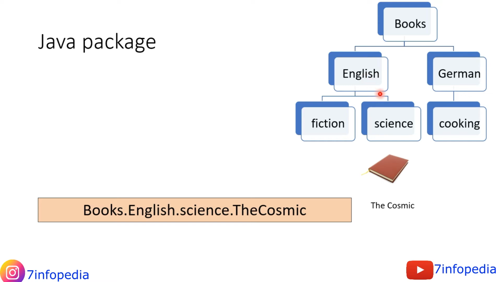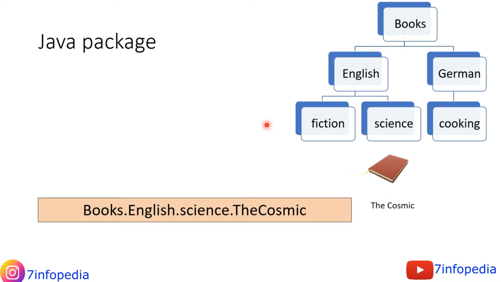I want to keep the fiction books and science books on two different shelves, but again inside the English section. Similarly in German, I have some cooking books and maybe some other books, and I keep those books on their specific shelves. This is one organization of the books that I have decided. Now there is one book, The Cosmic, a very famous science book. This Cosmic book is kept under the science shelf, which is under the English shelf, which is under a book shelf.